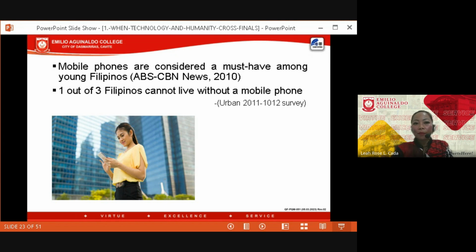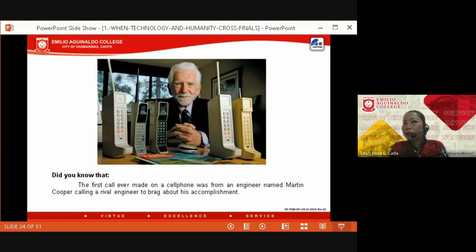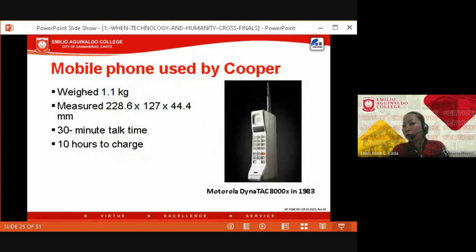Now, of course, the very first cell phone call that was ever made was from an engineer named Martin Cooper. He called a rival engineer to brag about his accomplishment. So basically, the idea of a cell phone all started with Alexander Graham Bell's invention of the telephone. Now, the first mobile phone or handheld device that made the very first call in history was Motorola Dynatac 8000X in 1983. This phone weighed 1.1 kilo.